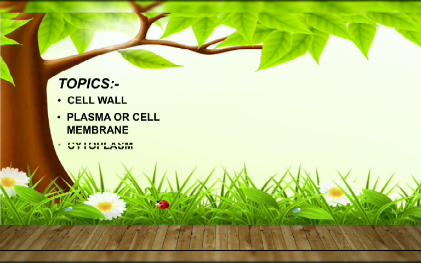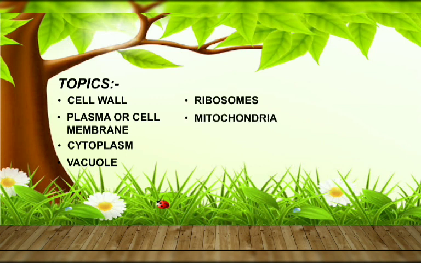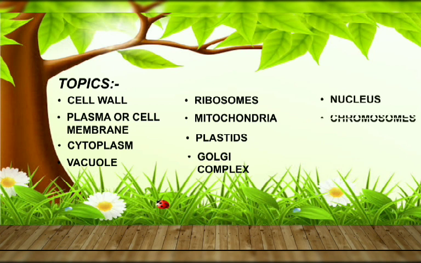or cell membrane. Next one is cytoplasm, vacuole, ribosome, commonly called the protein factory of the cell, mitochondria, commonly called the powerhouse of the cell, plastid. Inside that plastid, we will discuss in detail about chloroplast, which is called the kitchen house of the cell. Golgi complex, Golgi apparatus, in plant cell it is called dictyosome. It is the postman of the cell. Nucleus, that is the brain, controller or center of the cell.